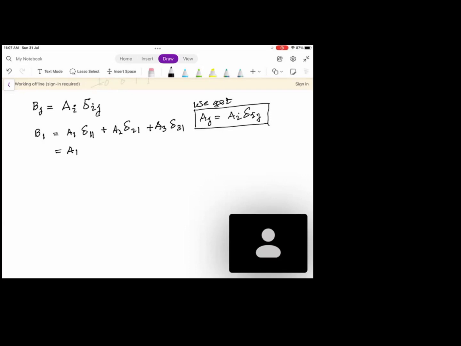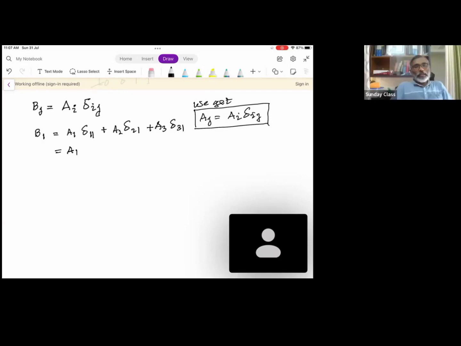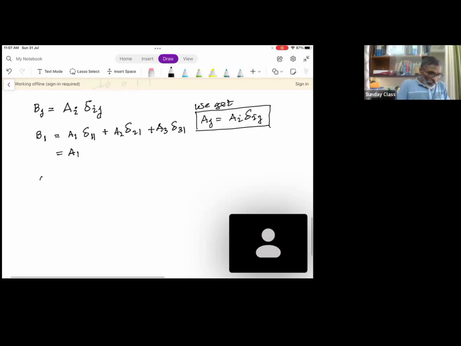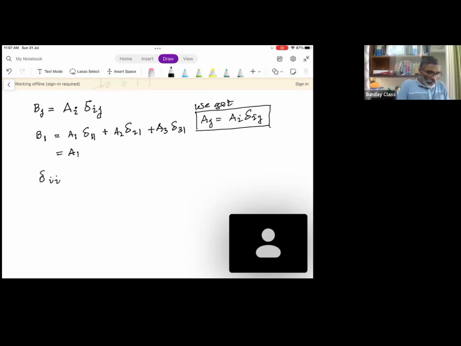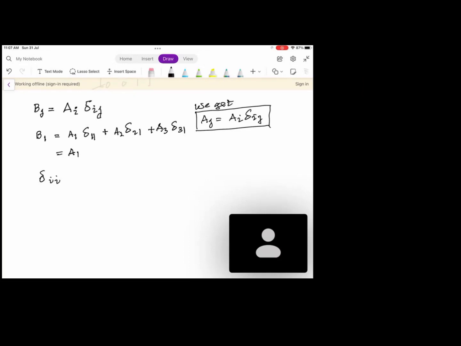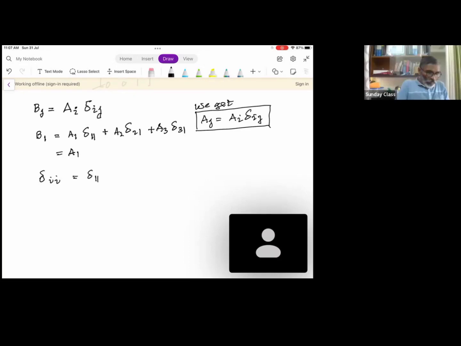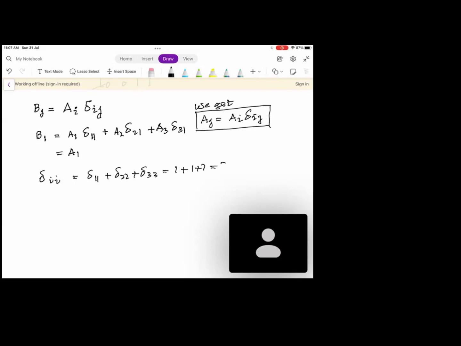The repeated index, whether it is within the same tensor or in different ones. If I understand your question, suppose you have delta ii, what is delta ii? It is 3, because i is repeated. So it is delta 11 plus delta 22 plus delta 33. Each one of them is 1, right? 1 plus 1 plus 1 is equal to 3.